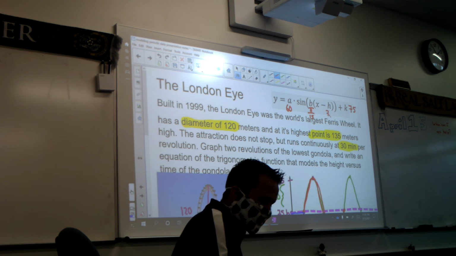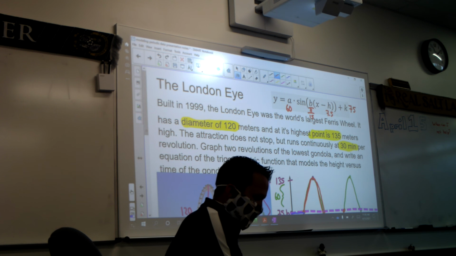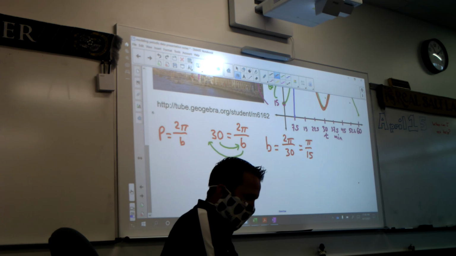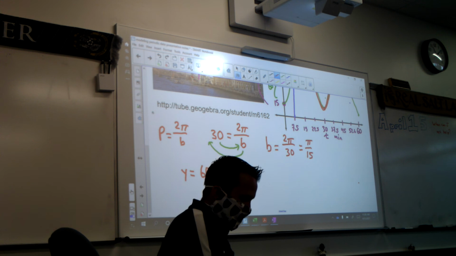Let me show you, there's 2 ways we can write this out. One way is just like this. I'm going to put y is equal to our amplitude 60 sine pi over 15 gives us a 30-minute period. We had to shift it to the right 7.5, so I subtract 7.5.